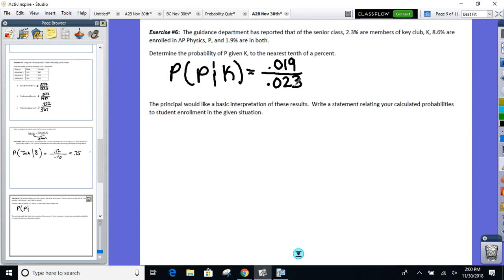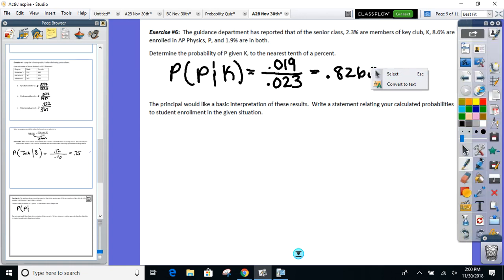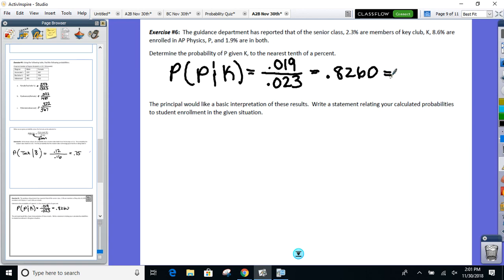Both over the given. Both over the given. And this comes out to be what? 0.8260. All right. What's the directions? It asks for 1/10 of a percent. So what would this be as a percent to the nearest 10th? 82.6%. Yep. So again, if you're in Key Club, 82.6% of members of the Key Club are in AP Physics.